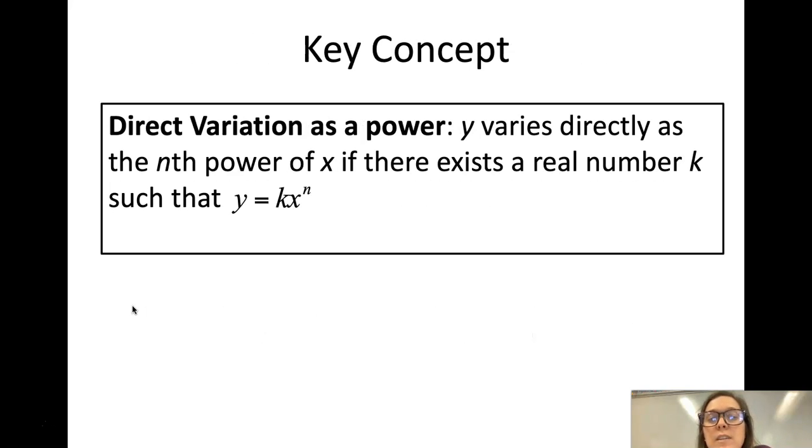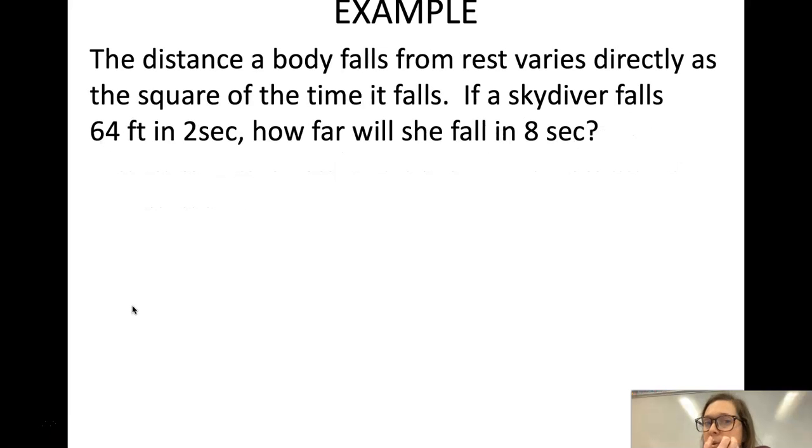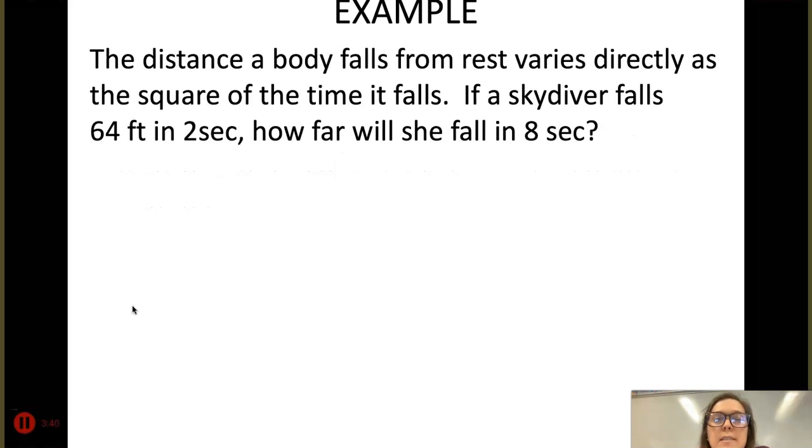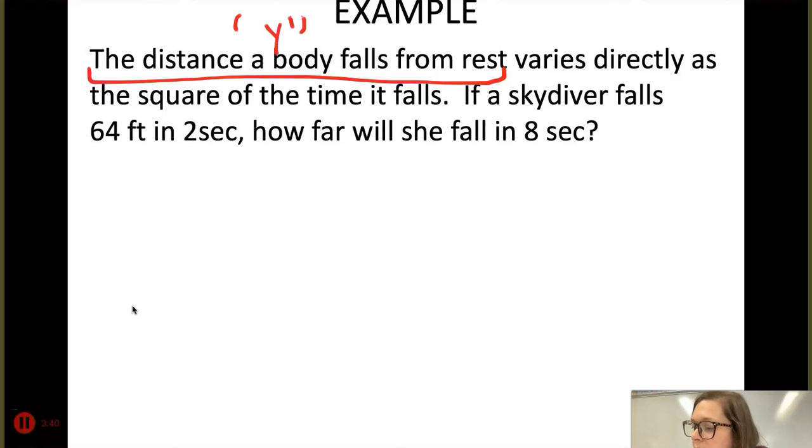So now direct variation as a power. Here we have y varies directly as the nth power of x if there exists a real number k such that y equals kx to the n power. So in this example, it says the distance a body falls from rest varies directly. So it's good to remember that whatever comes before the word varies is considered your y, and whatever comes after it is the stuff that varies.